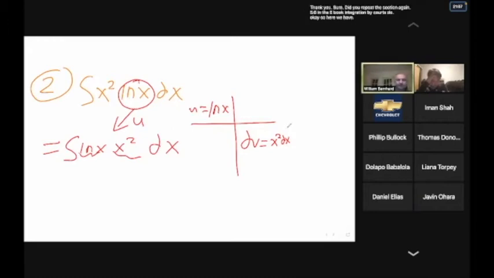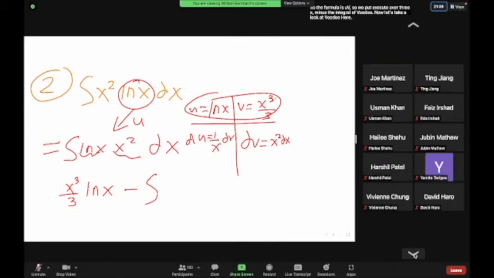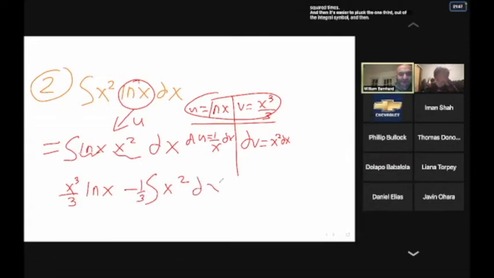Okay, so here we have u is ln of x, so du is 1 over x dx as the derivative. And v, if we go backwards to find the antiderivative, is x cubed over 3. Once we do this, we go directly to our formula, which is uv minus the integral of v du. So we put x cubed over 3 ln x minus the integral of v du. Now let's take a look at v du here. x goes into x cubed x squared times, and it's easier to pluck the 1/3 out of the integral symbol. And then there's a dx.